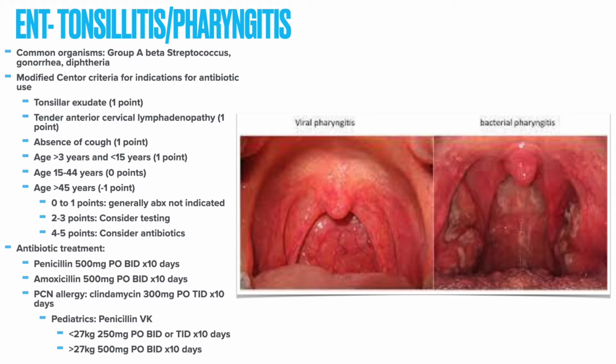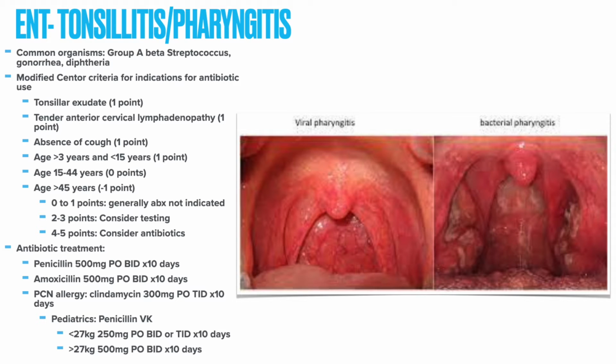So tonsillar exudate is 1 point, tender anterior cervical lymphadenopathy 1 point, absence of cough, age greater than 3 years, both 1 point. Age 15 to 44, they get 0 points, and then greater than 45 years old, they take away a point. And then grading is as follows: 0 to 1 point on the grading system, generally antibiotics are not indicated. 2 to 3 points, you should consider testing the patient, and then 4 to 5 points, you should consider antibiotics.